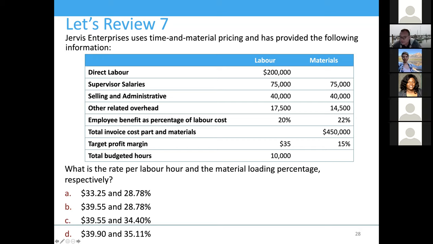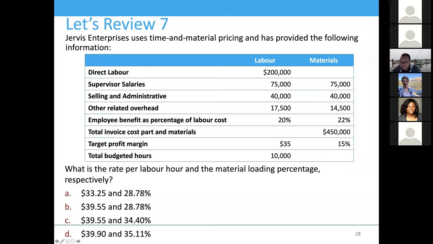Anyone else? Ruben? I thought it was D, but I could be wrong. D? Okay. So I have two answers right now. Anybody get a B or C?